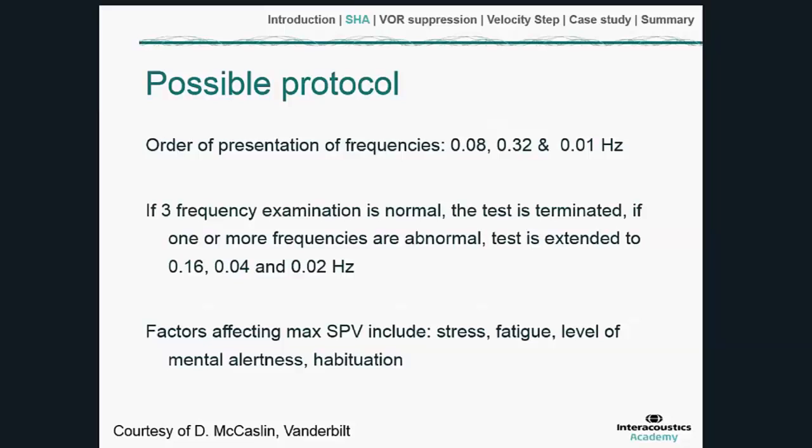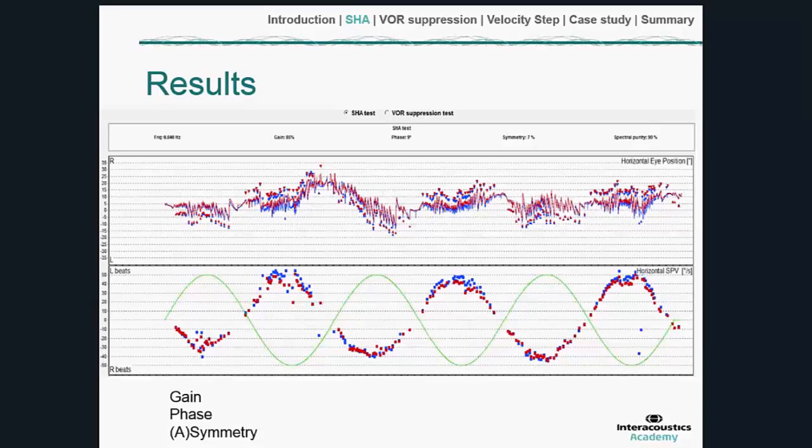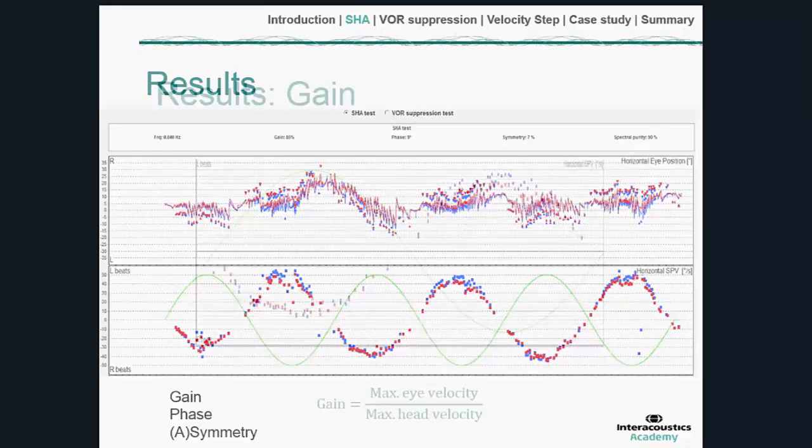And so there are 3 elements in which we can interpret the results of a sinusoidal harmonic acceleration test. These are gain, phase, and symmetry values. So I'll just cycle through each of those 3 in turn. So the first one is gain.